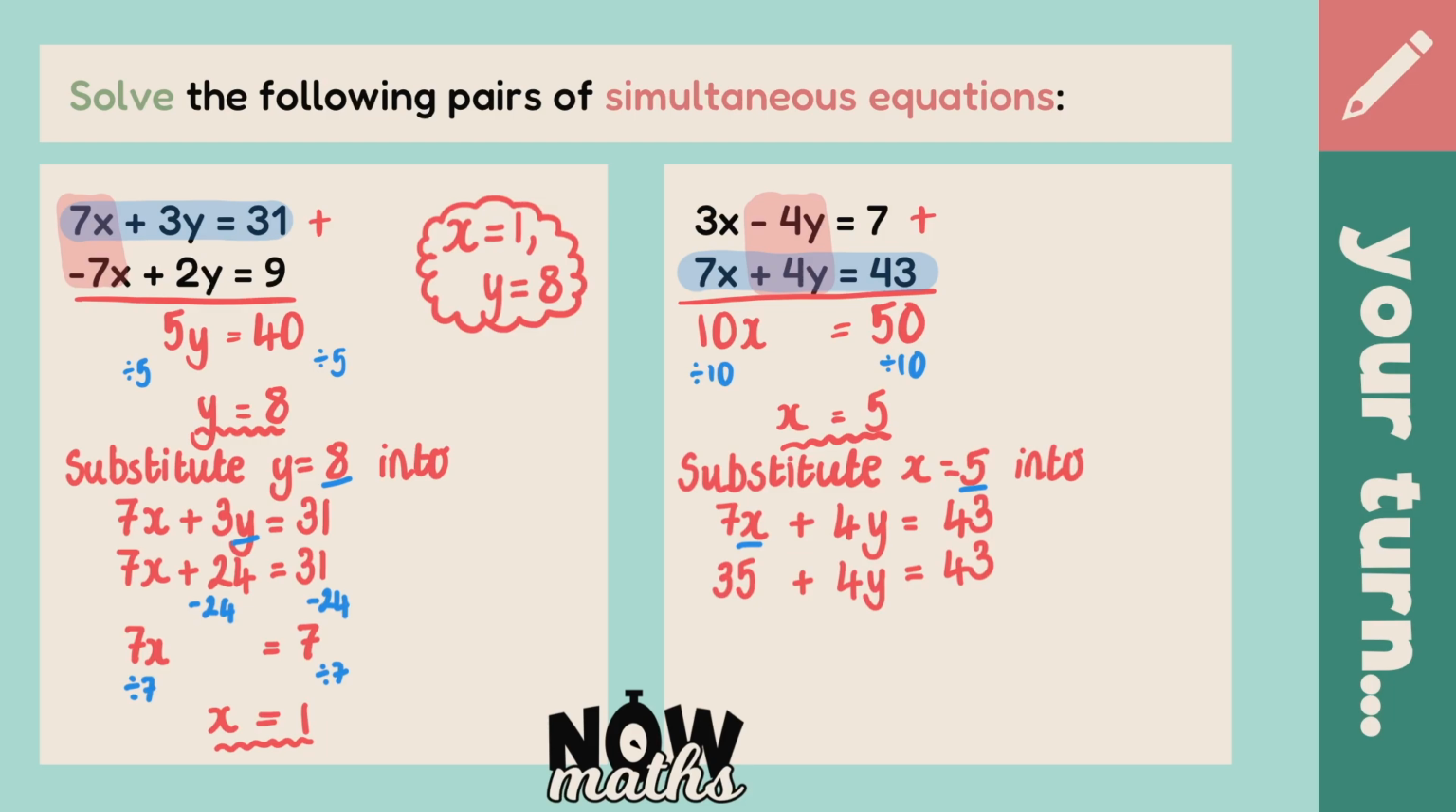We now solve this equation by subtracting 35 to give us 4y on the left equals 8 on the right, and then dividing by 4 gives us y on the left and 2 on the right. So we have a y solution of y equals 2. So our final answer is x equals 5 and y equals 2.